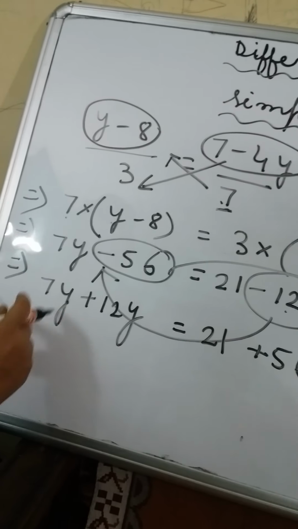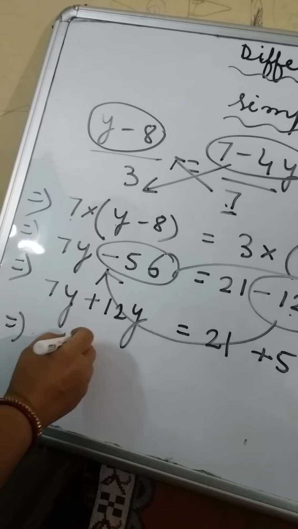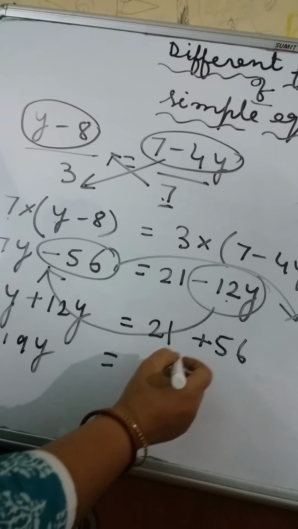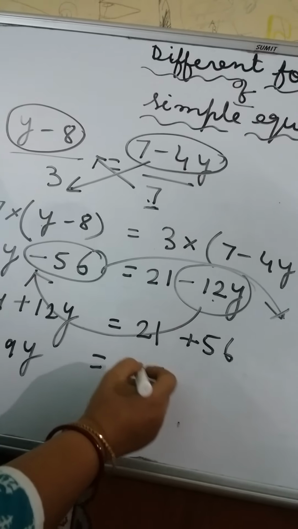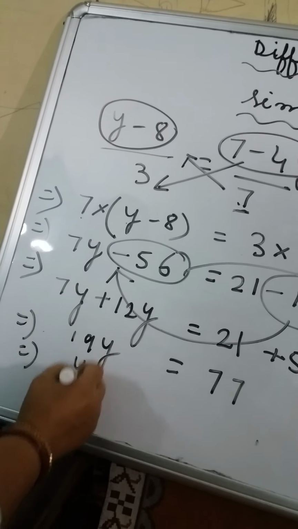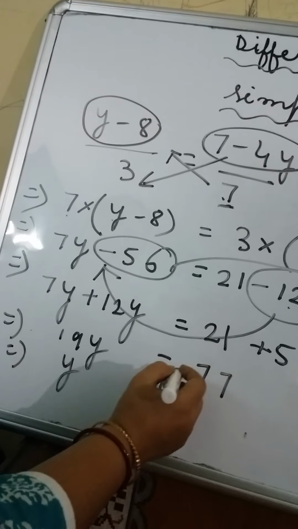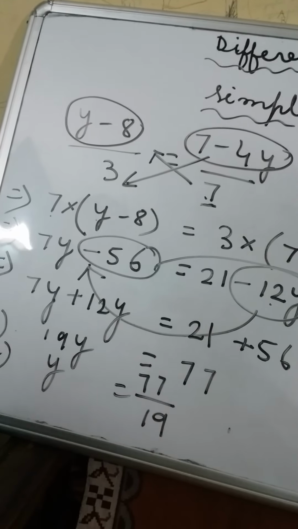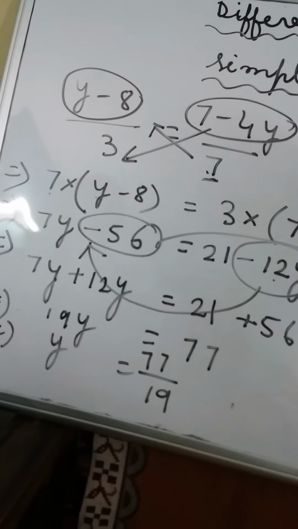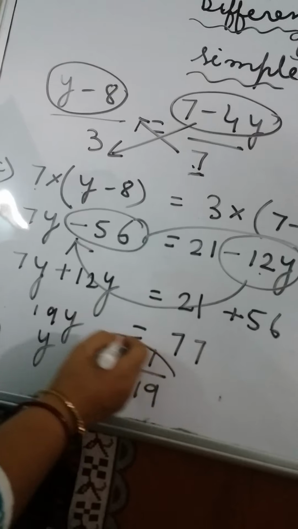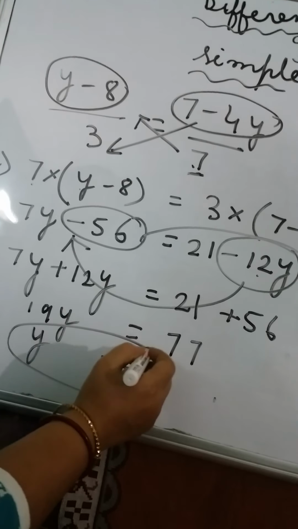So 7y plus 12y is 19y equals 77. So y equals 77 by 19. That is the answer.